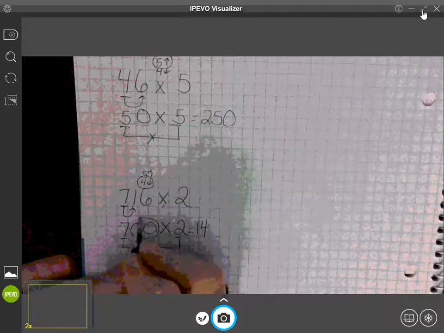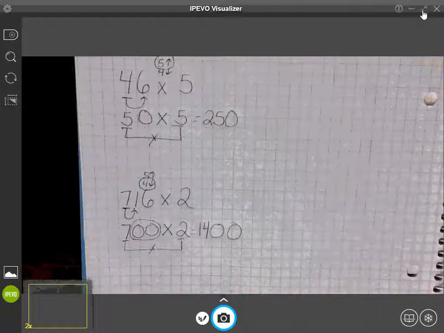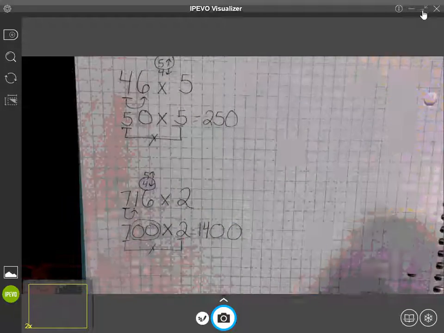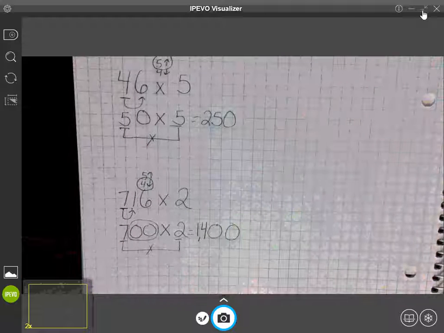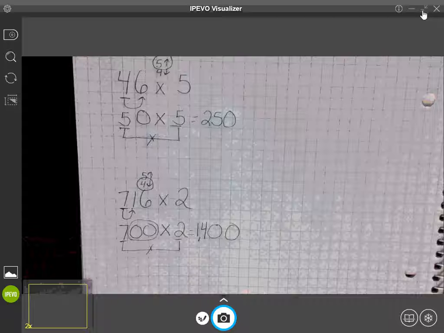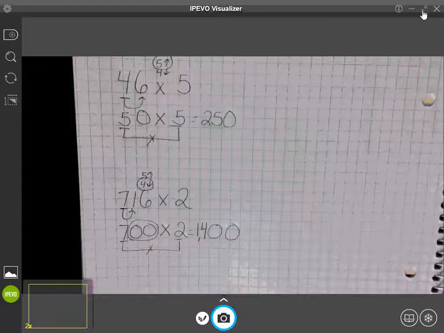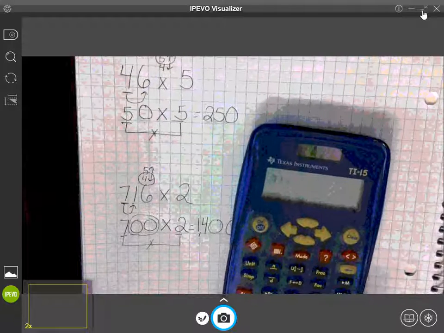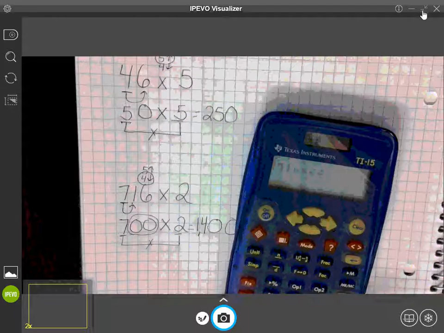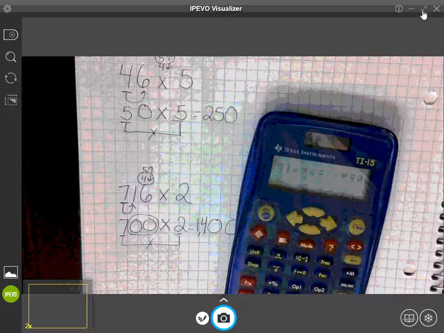How many? 2? Okay. Did the 2 give any? No. All right. Right, it's 1,400 is my estimated answer. Now, let's find out what our actual answer is. Times 2 is 1,432. That's really close to our estimated answer. I feel really good about that answer.